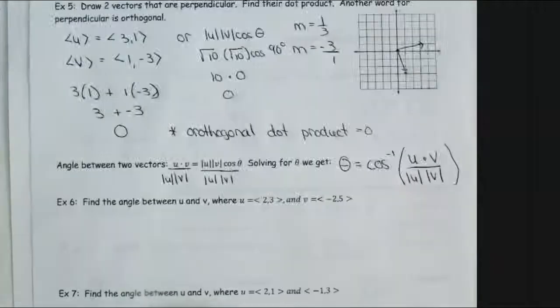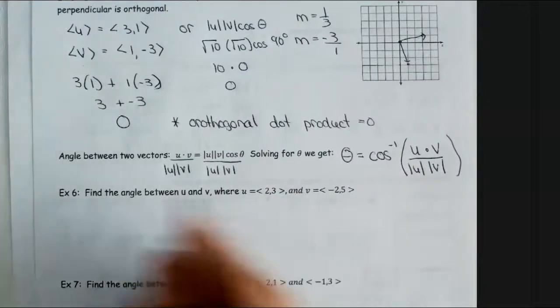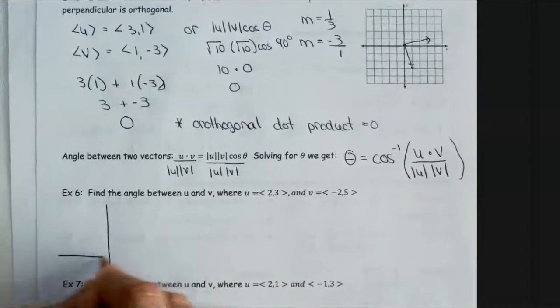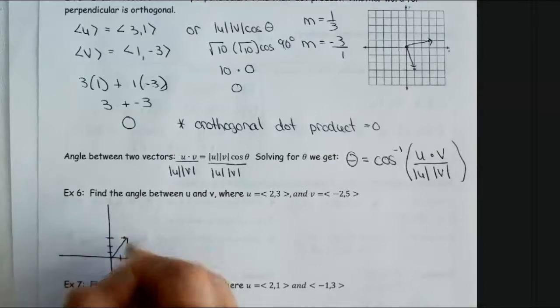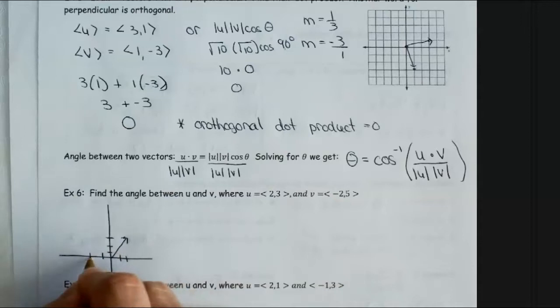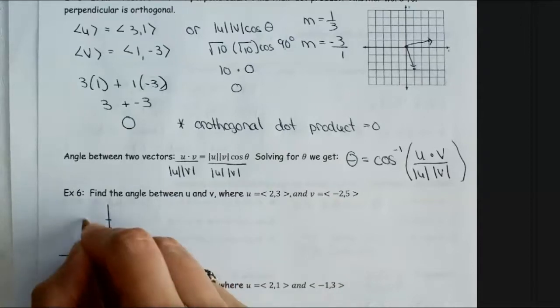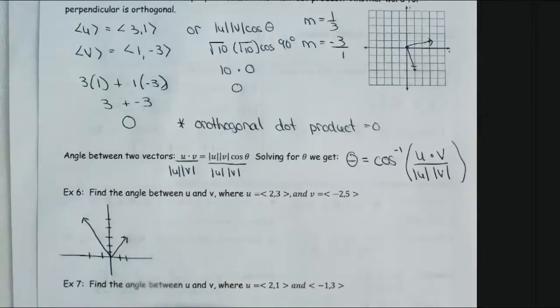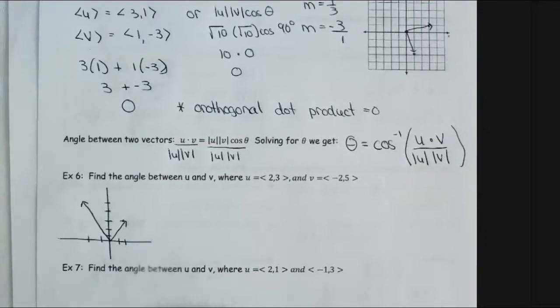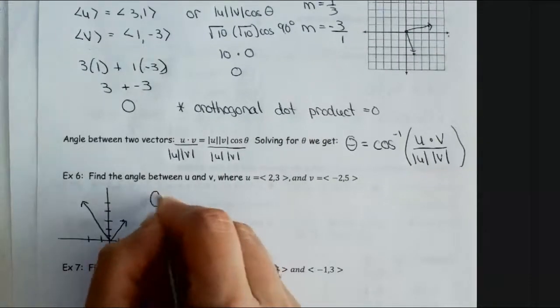So let's get a visual of what's going on in this one. I'm going to sketch out each of these vectors. I have the vector 2, 3. I have the vector -2, 5, and I'm looking for that angle in between them. Now probably we could do this potentially on our own, but we're going to stick with their formula instead. So we're looking for that angle in between.